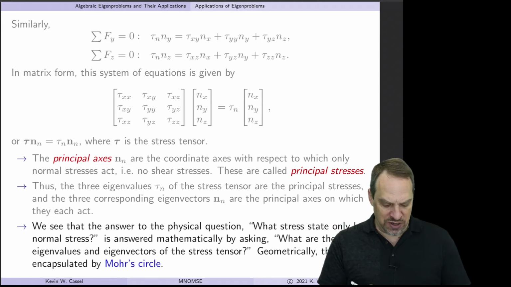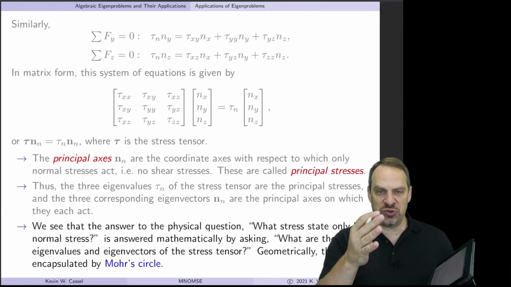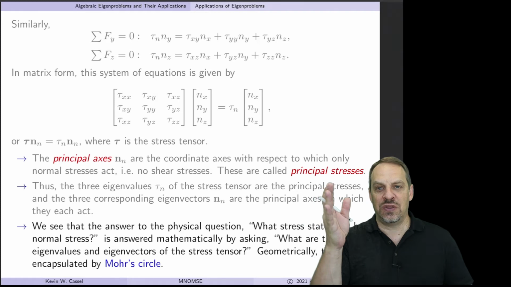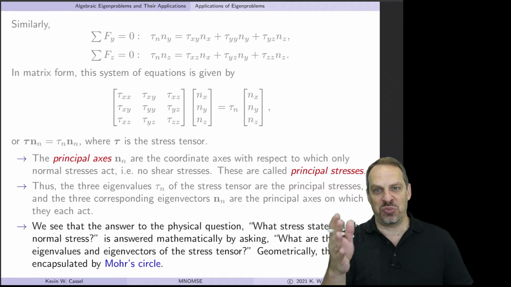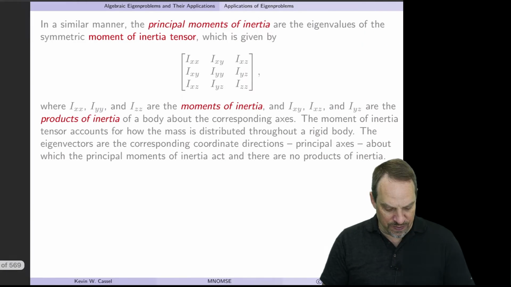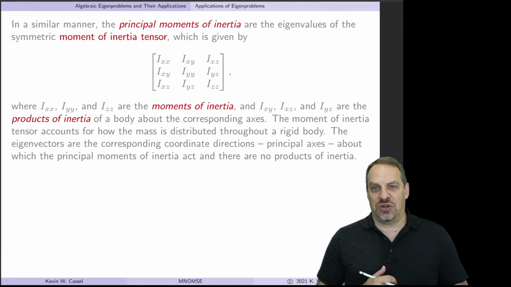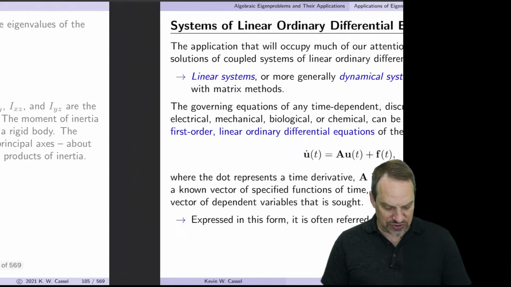So I want to emphasize again here, the question from a physical point of view is, what is the stress state that only has normal stresses? So what is that vantage point? That's a physical question. The mathematical answer to that question is, what are the eigenvalues and eigenvectors of the stress tensor? So we're going to see this all the time, where there's this interplay between the physical, the geometrical, and the mathematical. Same is true for moments of inertia. Moments of inertia are encapsulated in a tensor, and you can find the principal moments of inertia and so forth in just the same way.